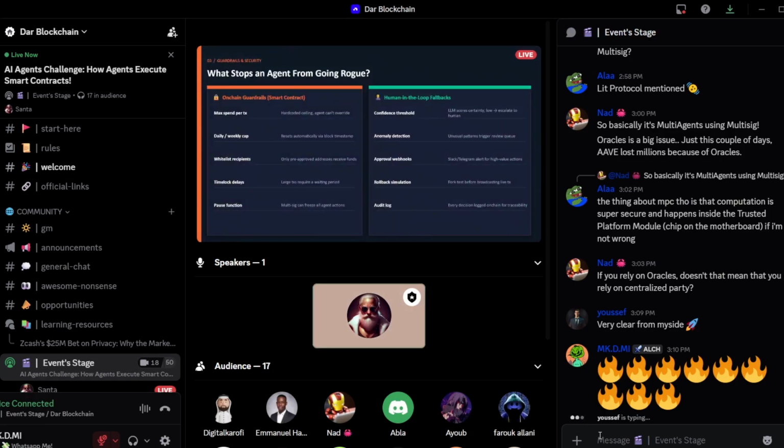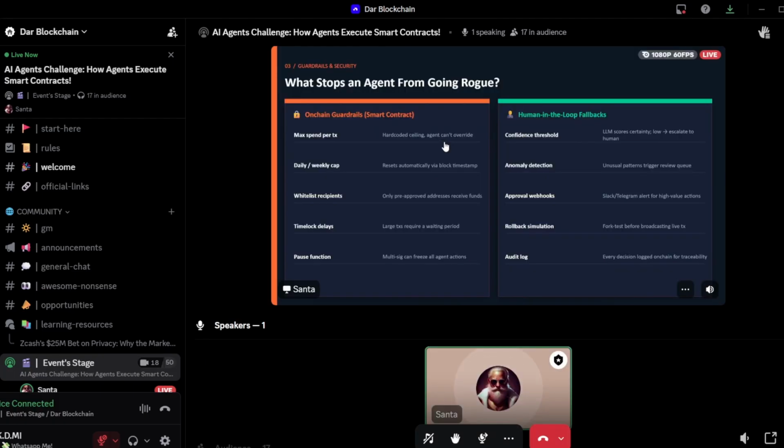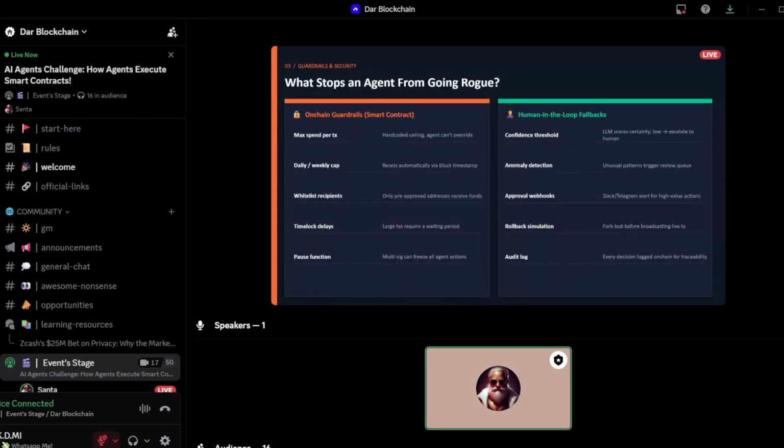So segment 3, and I want to be honest with you, this is the segment most teams skip in the early days. It's very important because they're going to regret it. It is guardrails and security. What stops an AI agent from draining its own AI wallet? Have you asked this question? It's a very important one, and probably anybody would ask it.